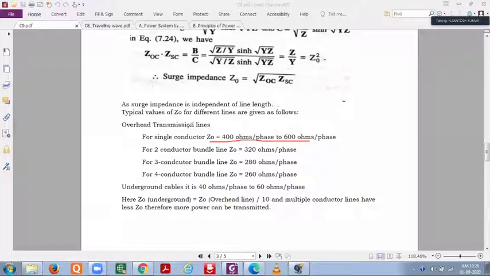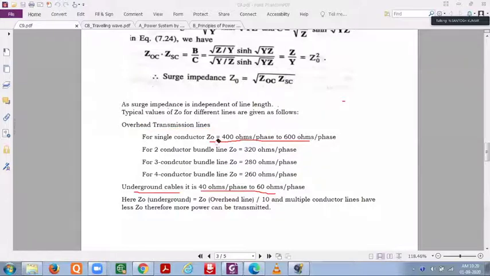This is common to everyone. For overhead lines, the impedance will be 400 ohms to 600 ohms, irrespective of the length, whether it is short, medium, or long. Similarly, for underground cables, it is 40 to 60 ohms. As it is independent of length, but we know the standard radius and spacing between the conductors, based on those we are just using these values. So we call these typical values.